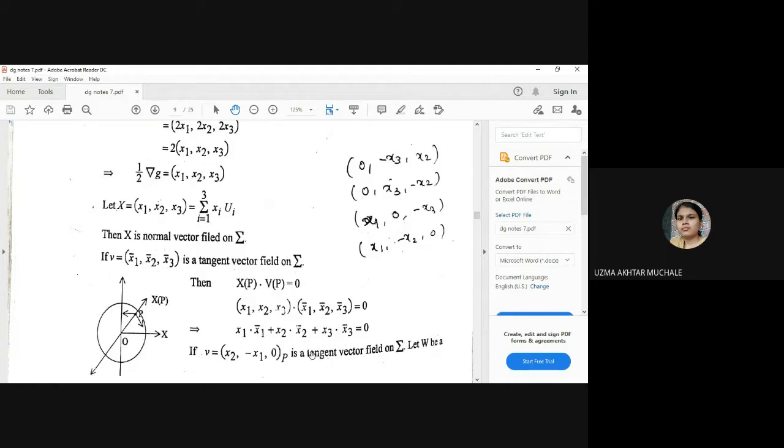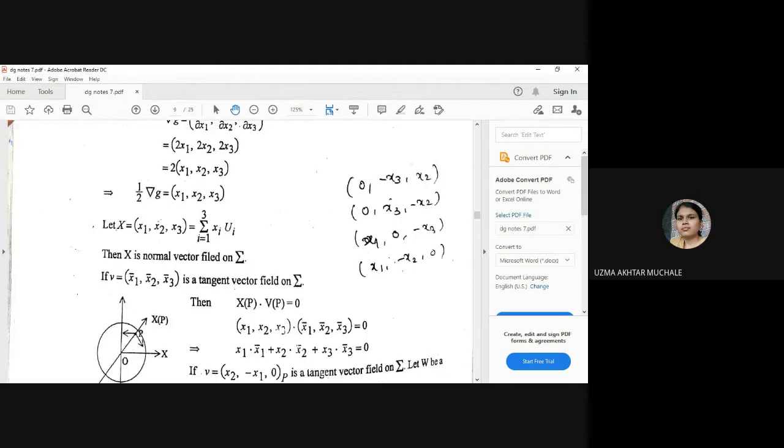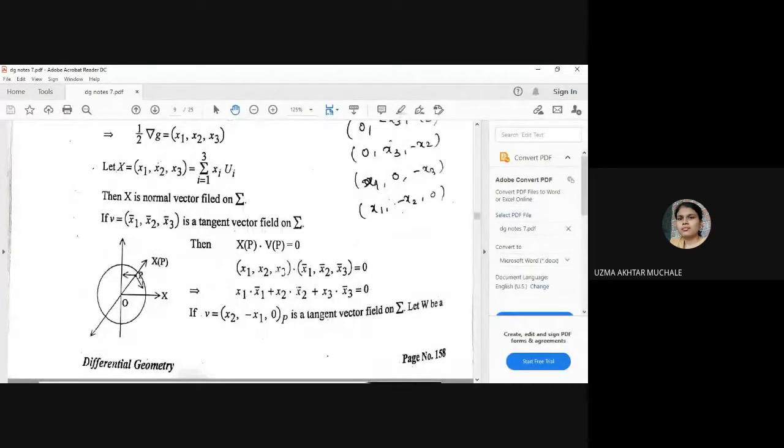For that, suppose I want to find a vector whose dot product with x1, x2, x3 is 0. What I can do is replace x1 with x2, and here put x1, with one of them having a negative sign, and the third term will be 0. So I can have the product equal to 0 if v is equal to (x2, minus x1, 0).